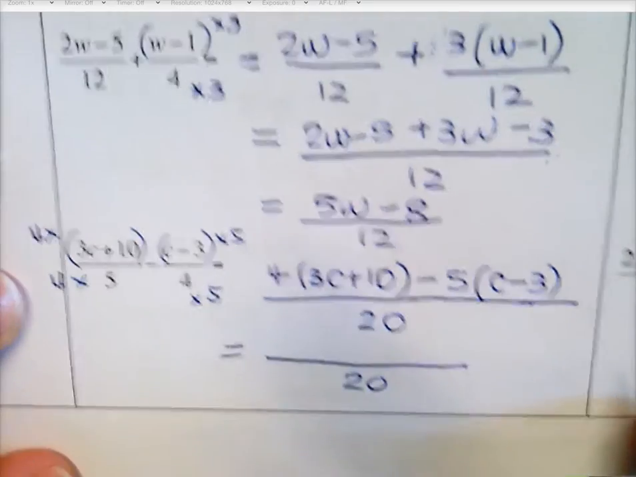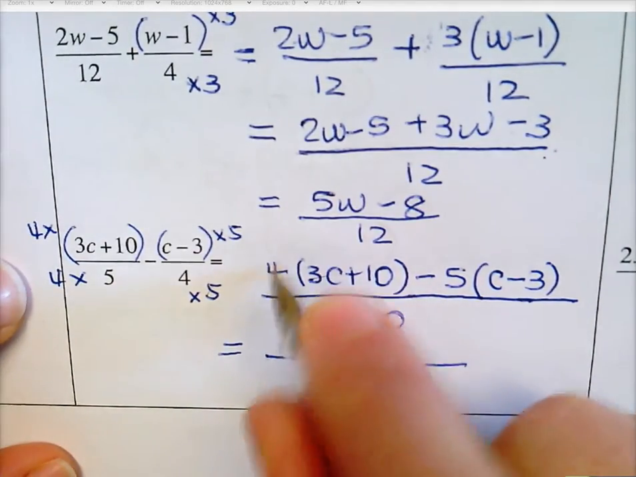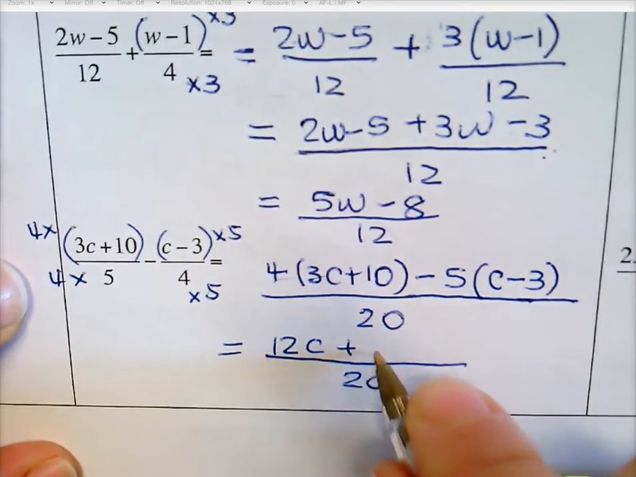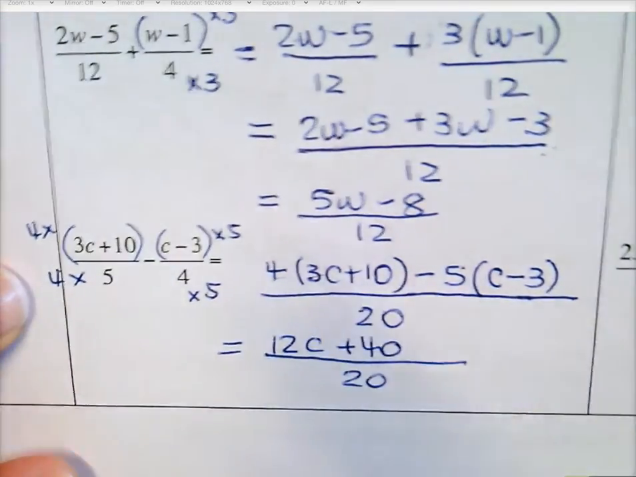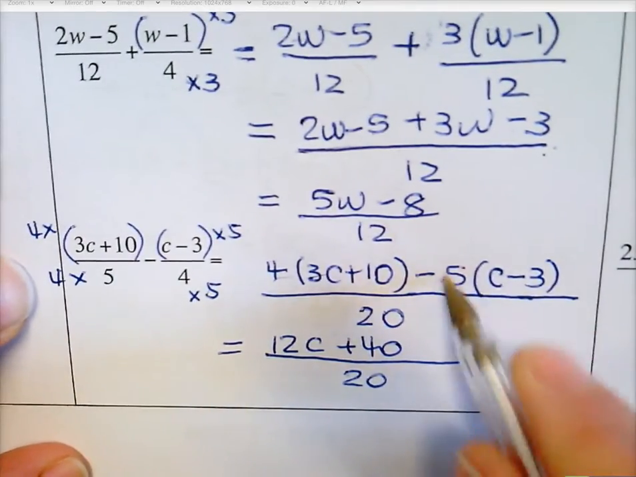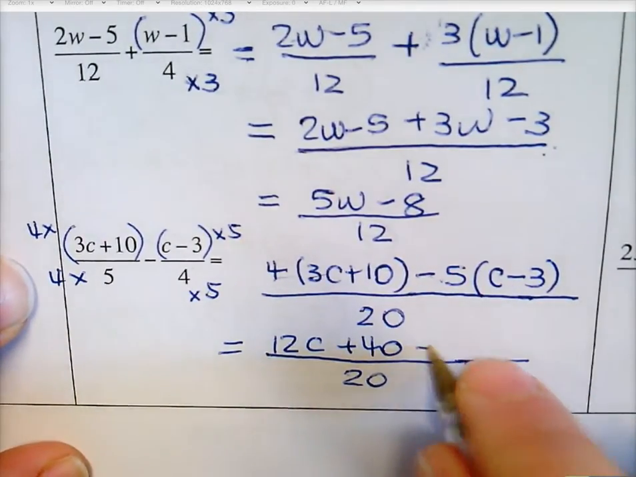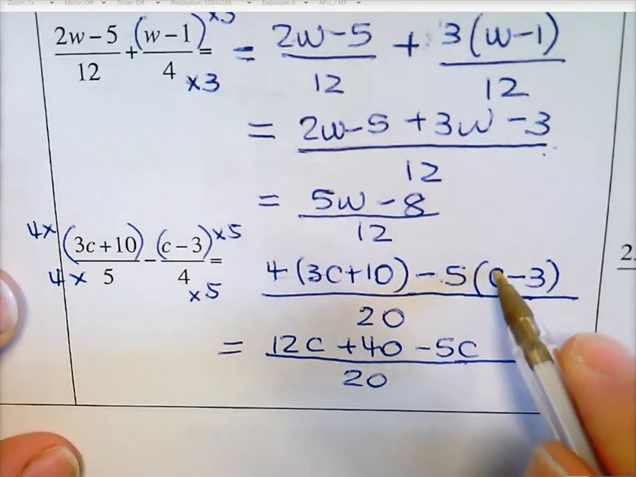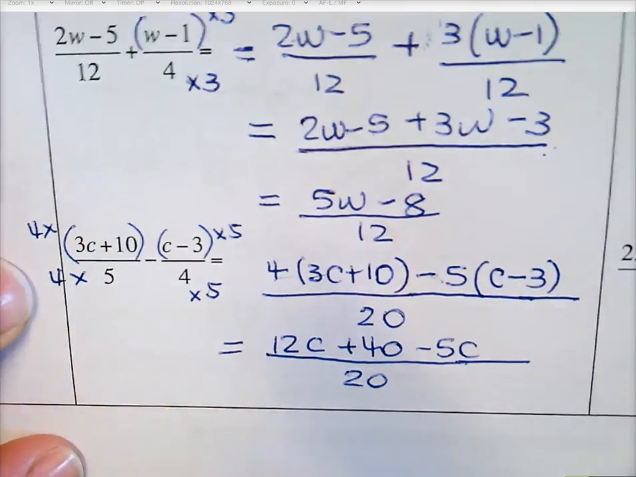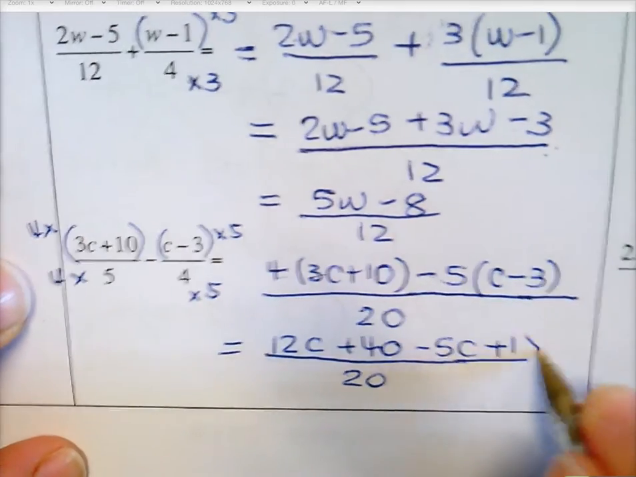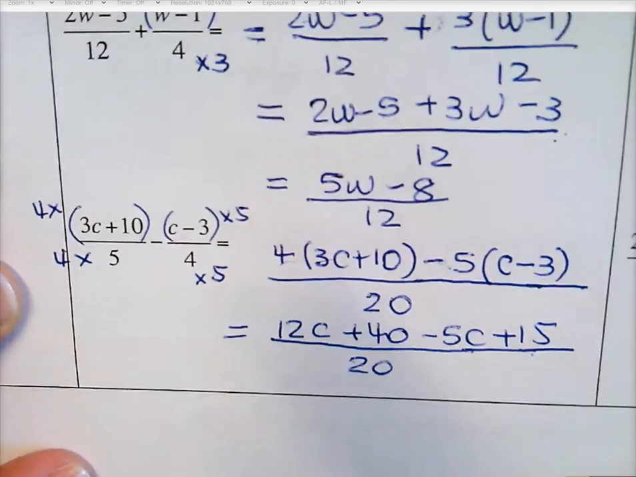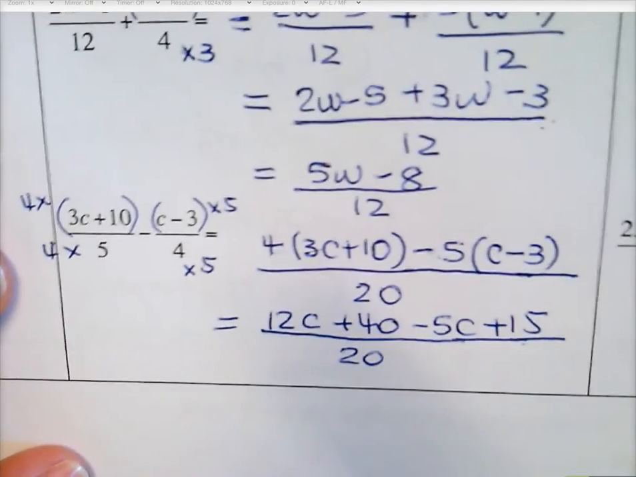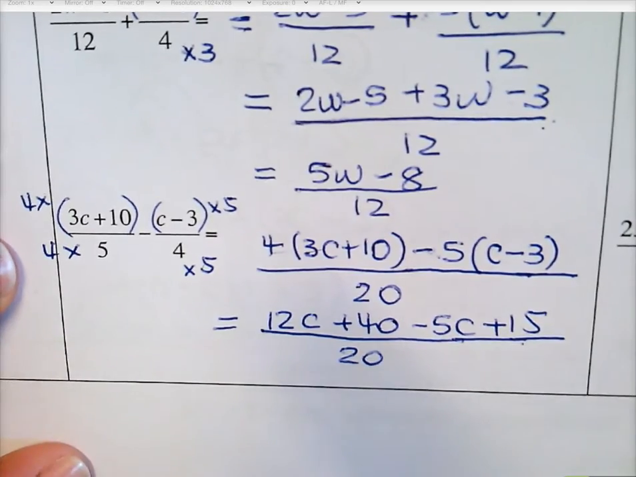What have we got? Like what we were doing the other day. 4 times 3c is 12c. 4 times 10 is 40. They're both positive. Now be careful here. What have I got? Minus 5c. Be careful with the last one. Minus 5 times c is minus 5c. Minus 5 times minus 3 is plus 15. Now, half the people will make that mistake, and they still make it in senior. They keep making it. All right?